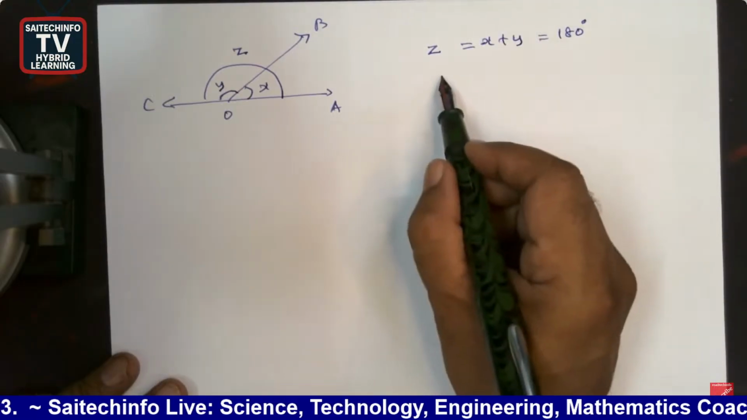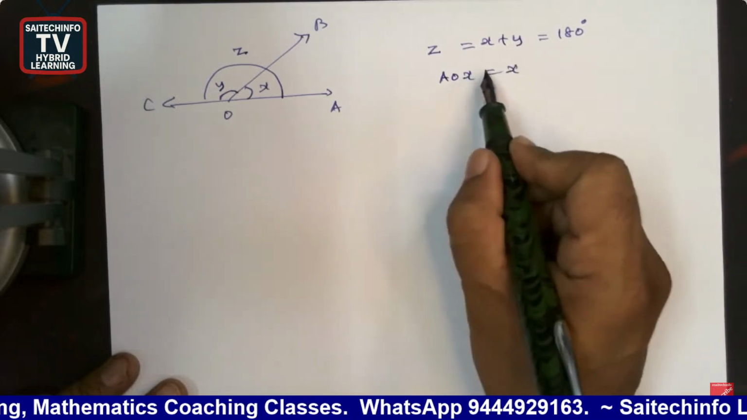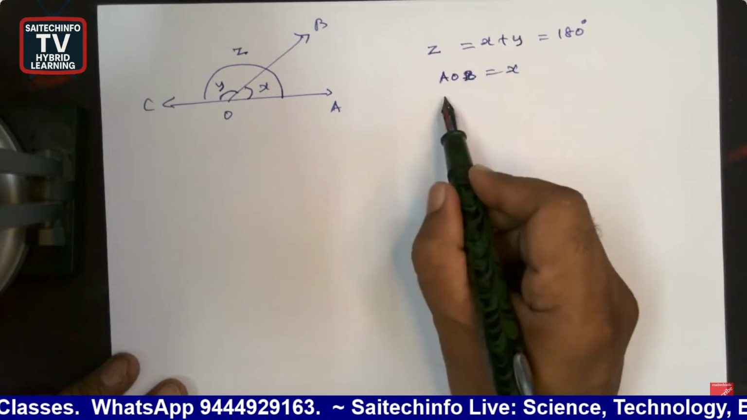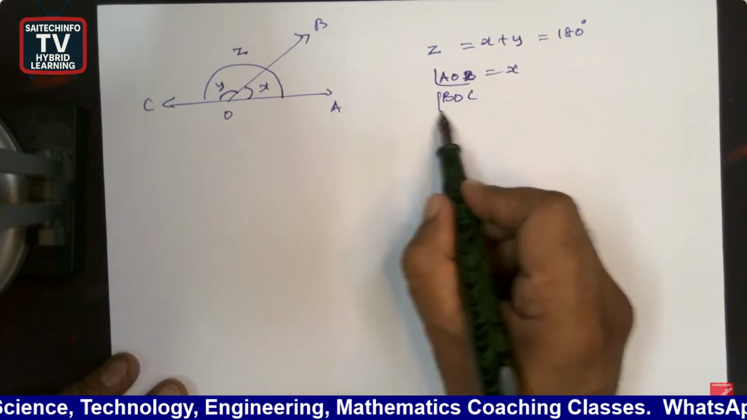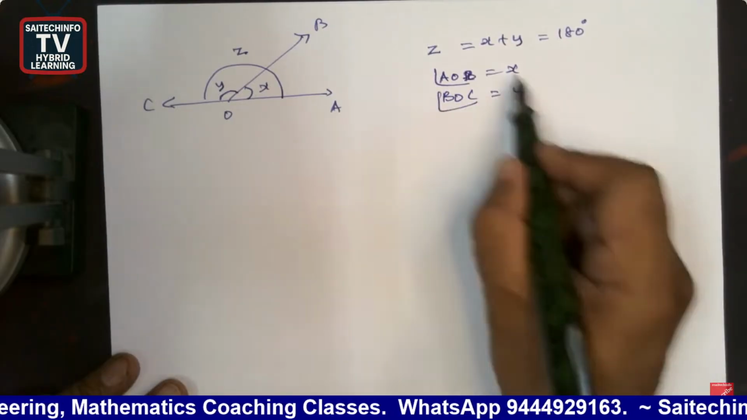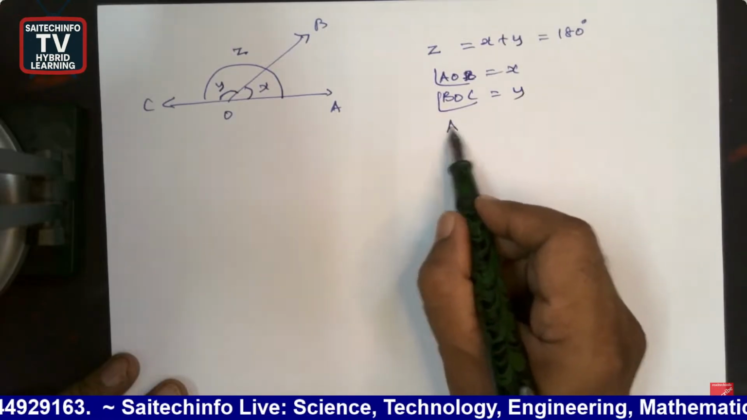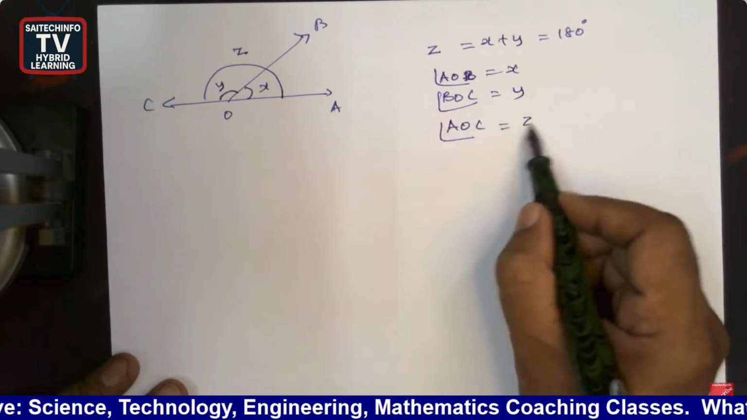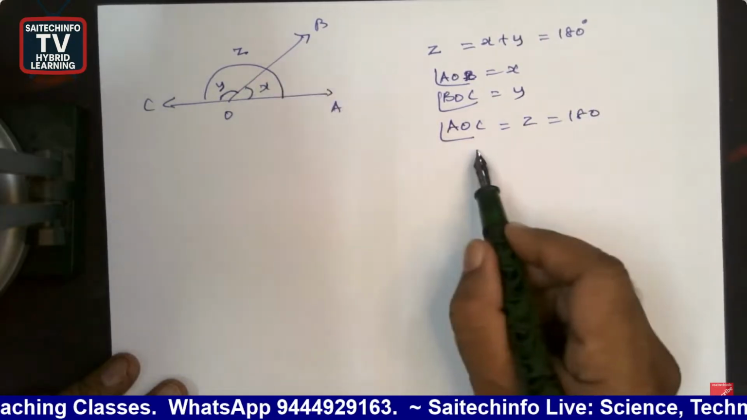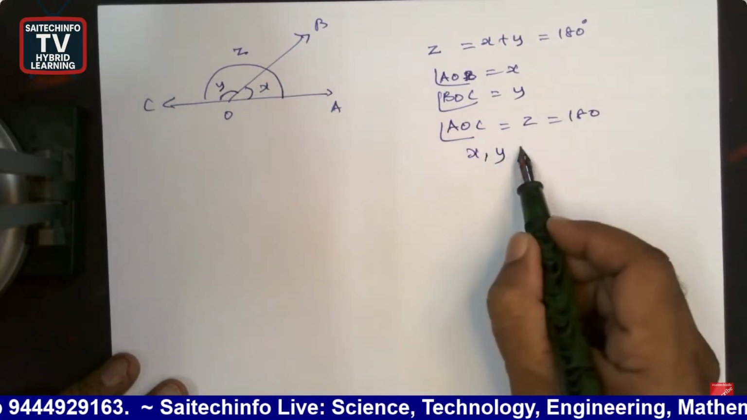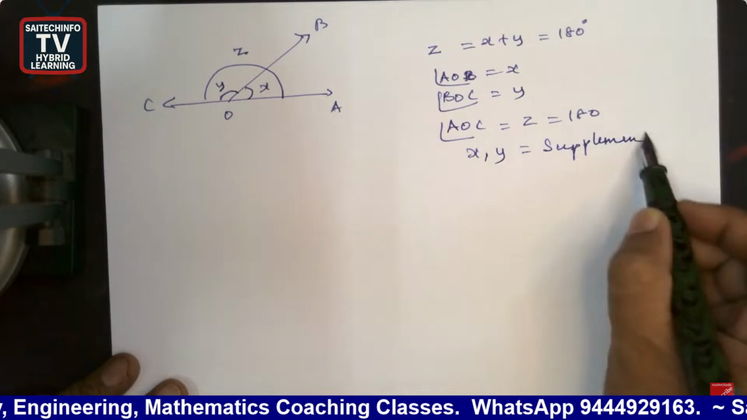So in that case, AOB is equal to X, and BOC is Y. So X plus Y leads to Z. So Z is equal to AOC. Z, that is equal to 180 degree. So such type of angles, for example, in this case X and Y, are called supplementary angles. You understand this?